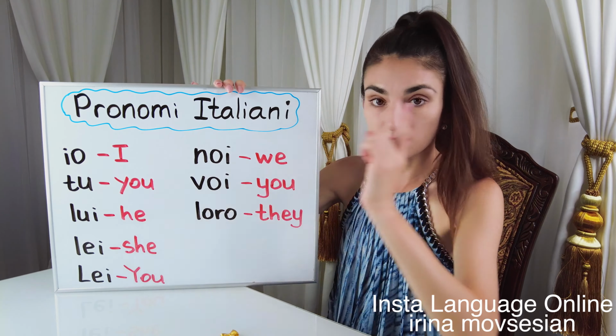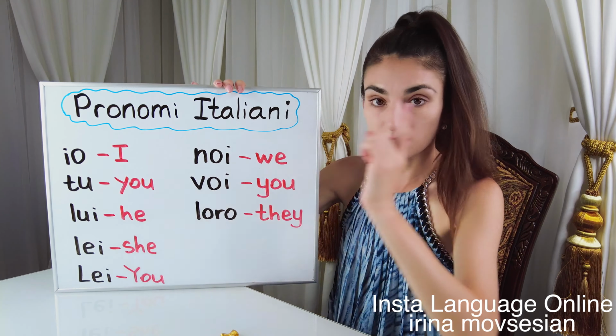It's plural form. Okay, you and I will be we. Noi, make it y like boy, they. Noi. Okay, that's we. Voi. This you means that you're referring to multiple people. That's plural form of you. Voi, and they will be loro.